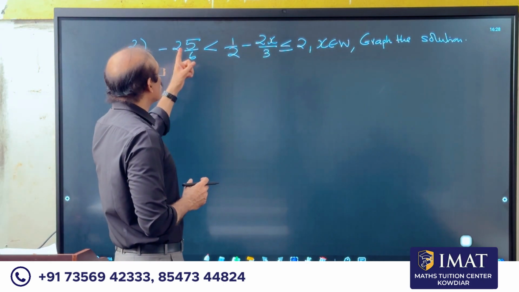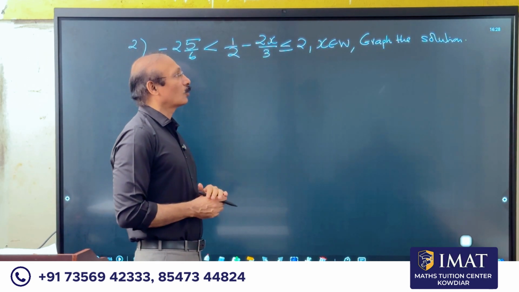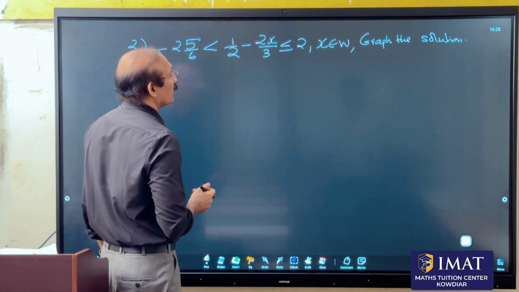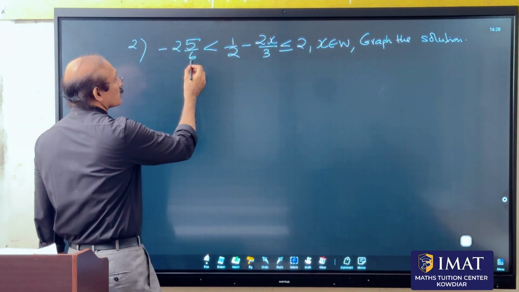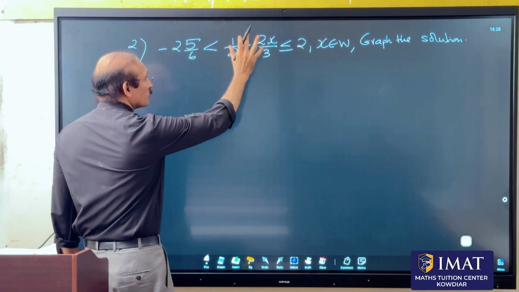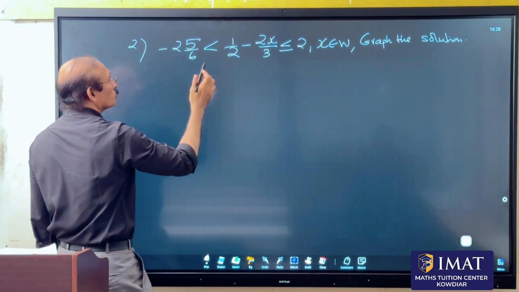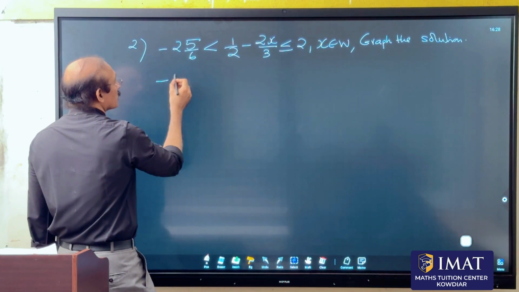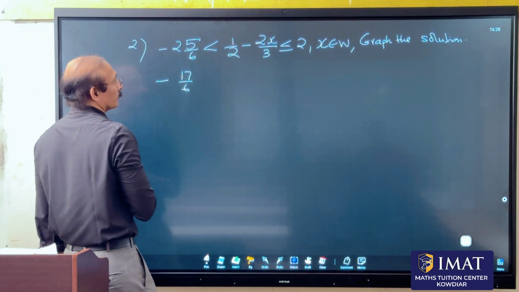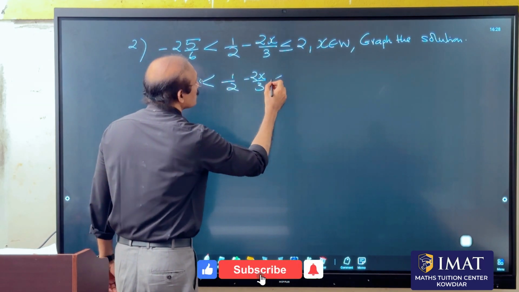See, minus 2 and 5 by 6 less than half minus 2x by 3 less than or equal to 2, x belongs to W. Here the replacement set is W, meaning whole numbers. Okay, now let us simplify. Again, you see that the variable x is only in the middle. There are no variables on the other side of it. So let us take both together. This is minus 6 into 2, 12, 12 plus 5 is 17 by 6, is less than half minus 2x by 3 less than or equal to 2.